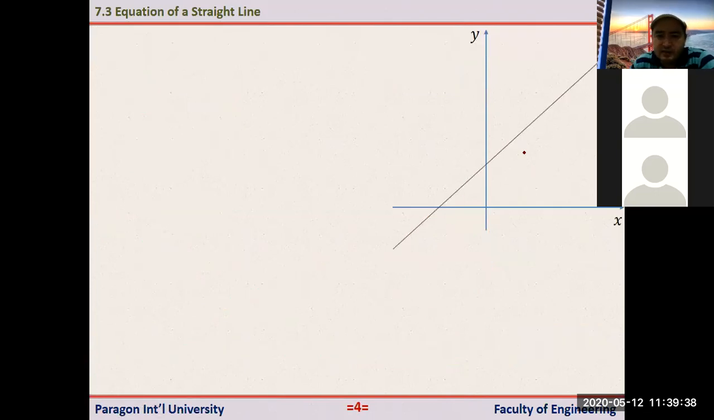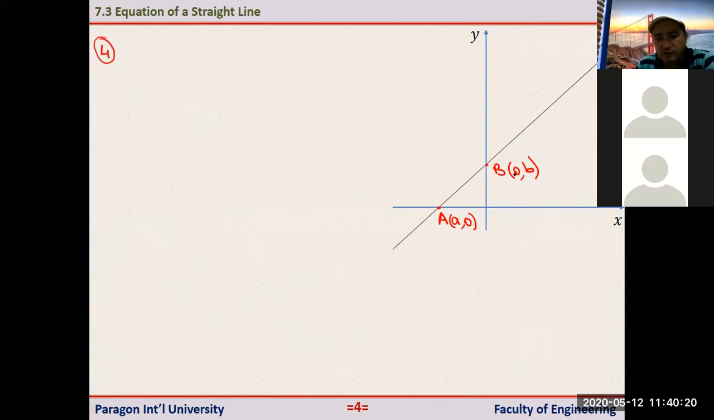For example, let's say this line is crossing the x-axis here at A. We call this the x-intercept, and the y-intercept is B. Since it is the x-intercept, the x value is A. How about the y coordinate? It is 0. And how about this other point? Its x coordinate is 0 and its y coordinate is, let's say, B. Now this one is number 4, I guess.